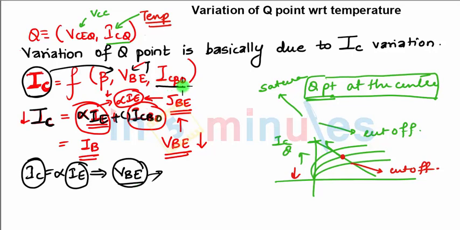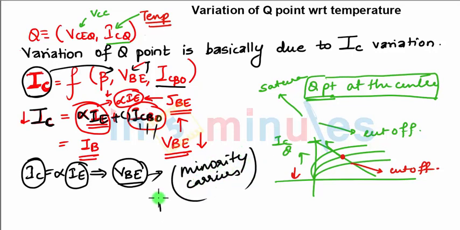The next factor is ICBO. ICBO is the collector to base leakage current with emitter open. Again, it depends on minority carriers. We have seen the concept of thermal runaway. As temperature increases, minority carriers will increase. When minority carriers increase, again your IC will increase, and the transistor will be driven to the saturation region. So we need to study the dependence of all these parameters on temperature.